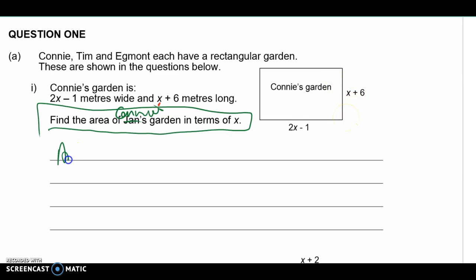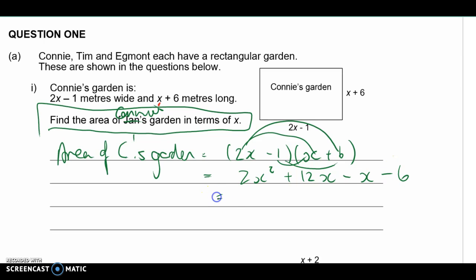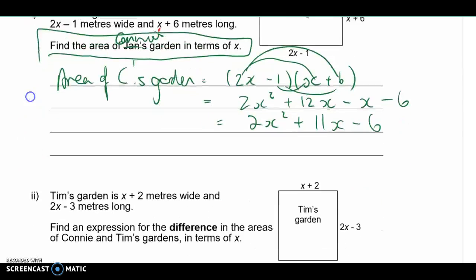So the area of Connie's garden equals 2x minus 1 times x plus 6. And that's going to give me 2x squared plus 12x, 2x times 6, minus x minus 6. And that'll be 2x squared plus 11x minus 6 is the area of Connie's garden.